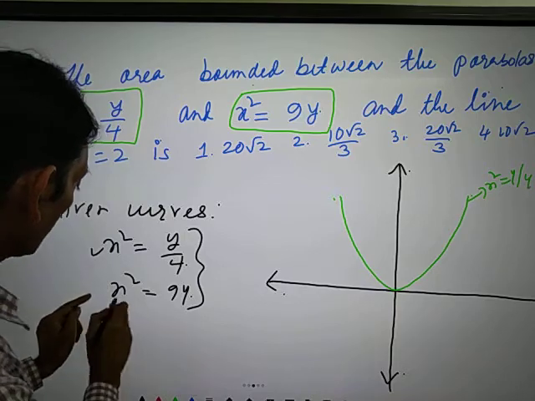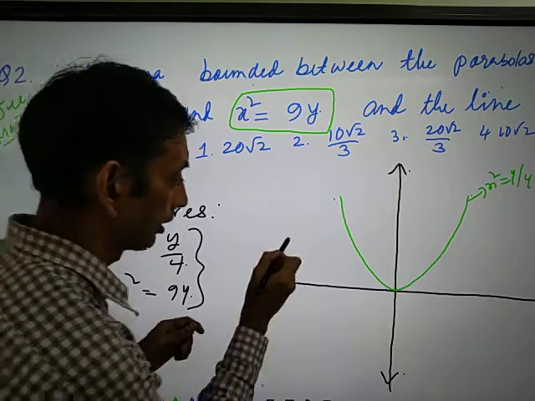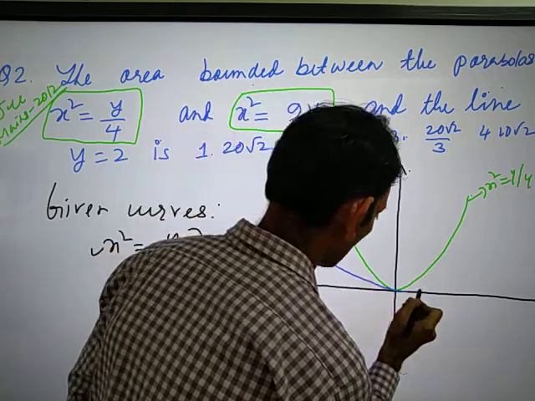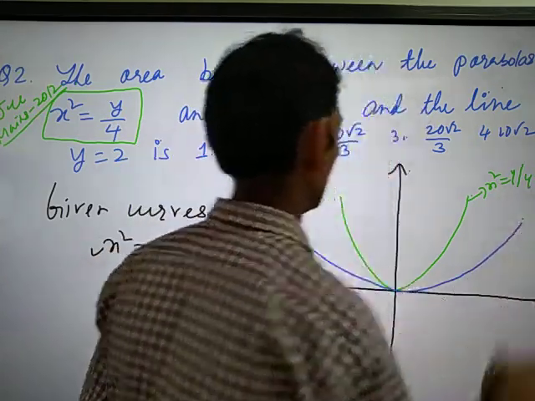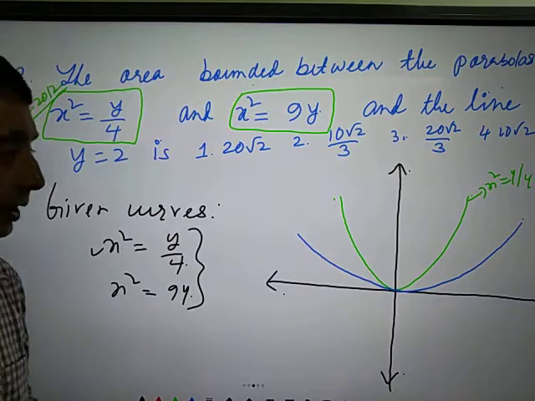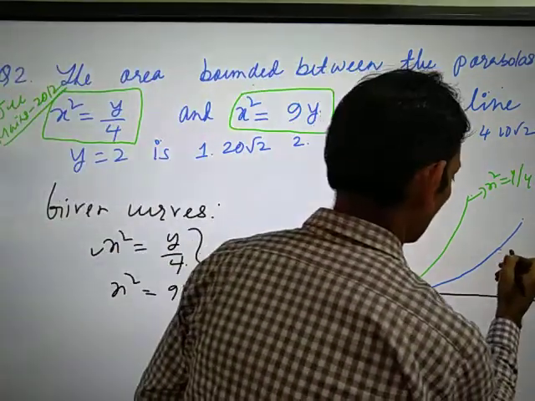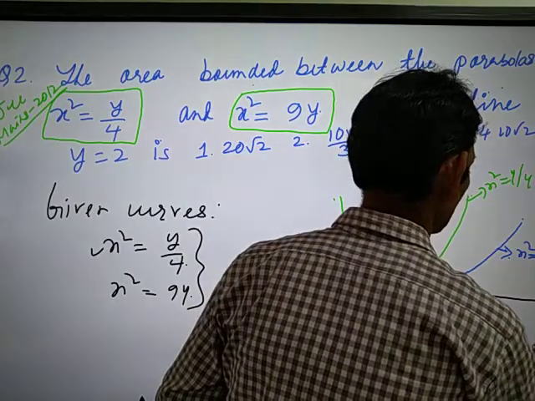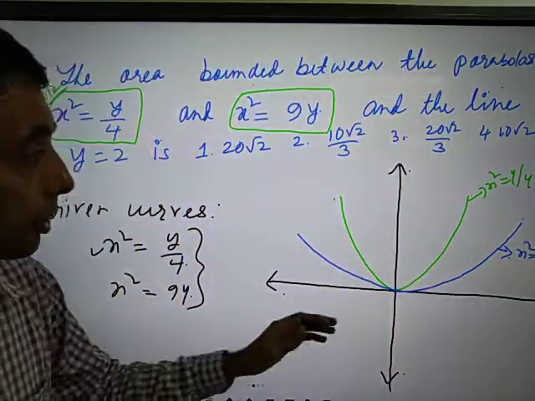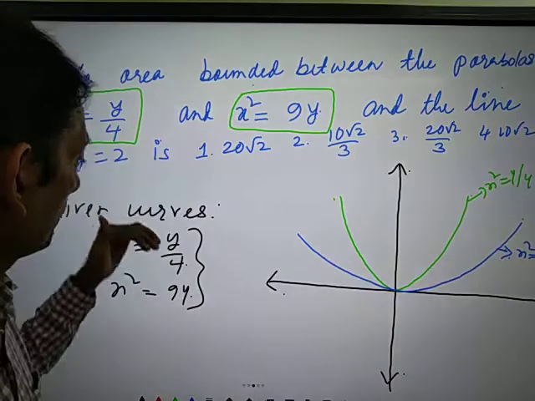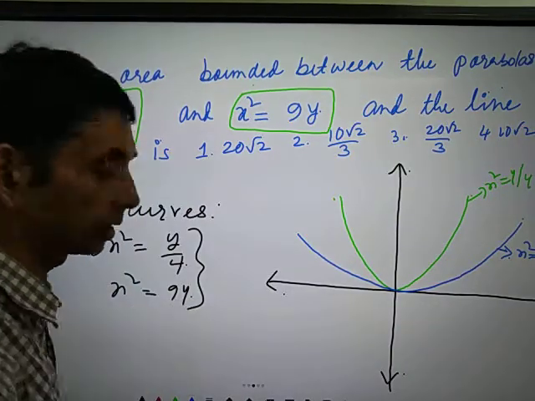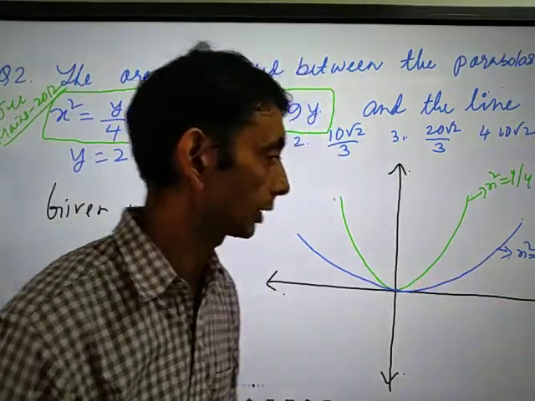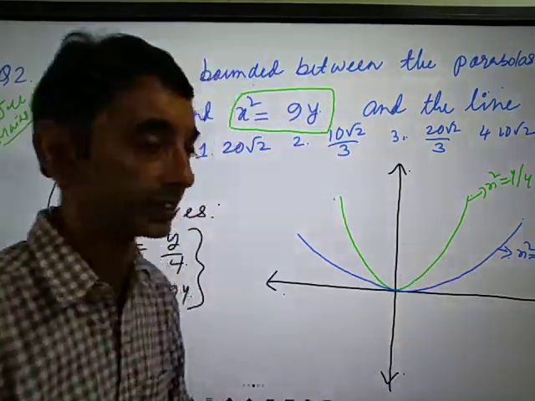graphs, and we know that x square is equal to 9y, it will be in this form, right? So the equation of this graph is x square is equal to 9y. That means compared to x square is equal to y by 4, this particular curve, that is the x square equal to 9y graph, will be flatter. Okay, it will be closer to x-axis.